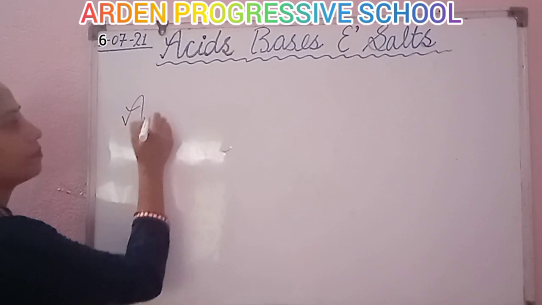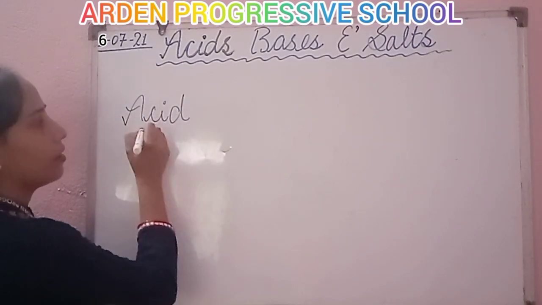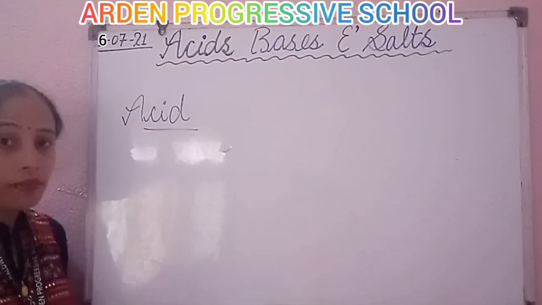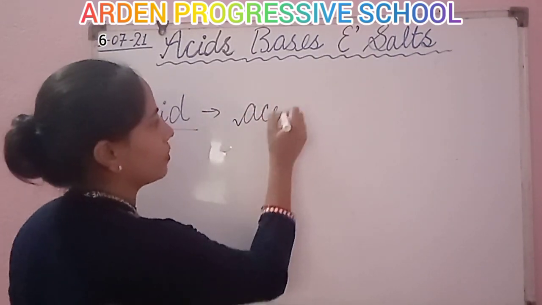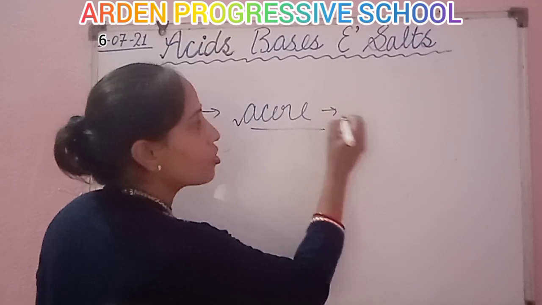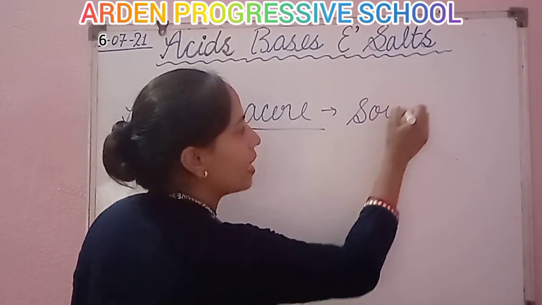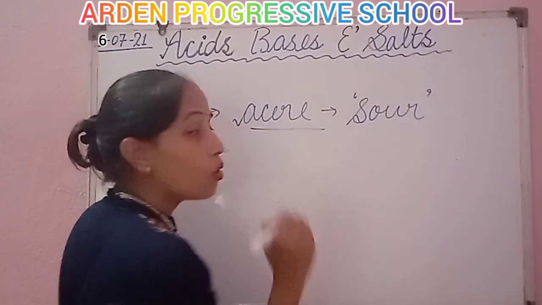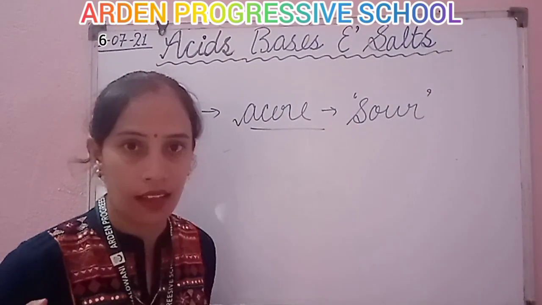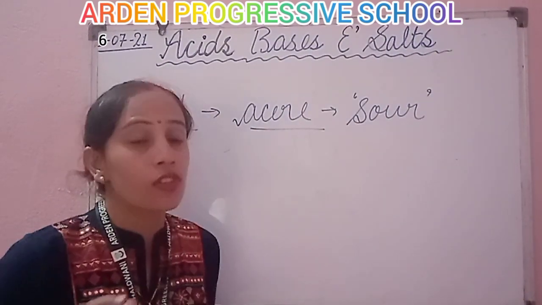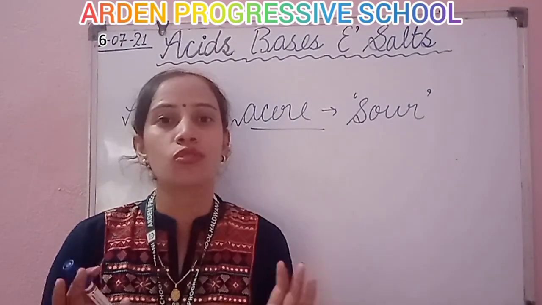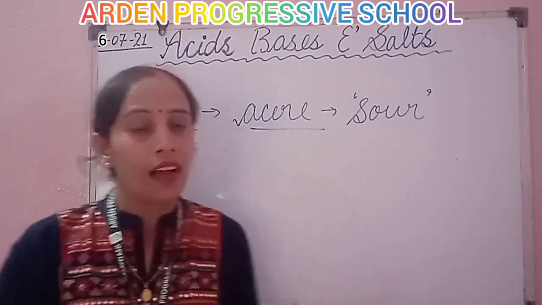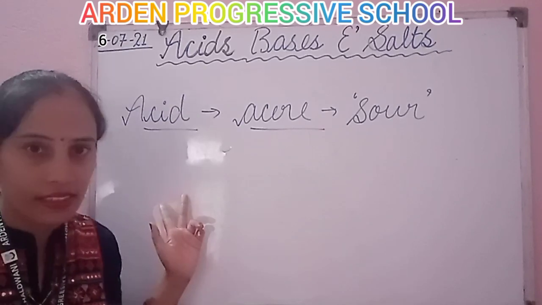Acid comes from the Latin word acere. It means sour in taste. S-O-U-R. Sour. Sour means khatta. Clear students? So all substances that are sour in taste come under the acid.